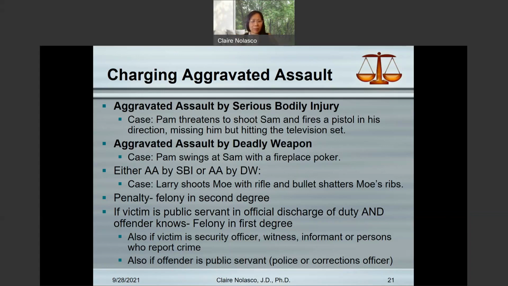The penalty is that for a felony in the second degree. However, if the victim is a public servant in the official discharge of his duties, and the offender knows that the servant is officially discharging his duties, it would be a felony in the first degree. Also, if the victim is a security officer, witness, informant, or person who reports a crime, or is a public servant, the aggravated assault would be a felony in the first degree.